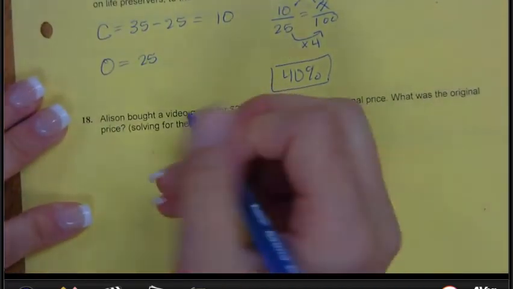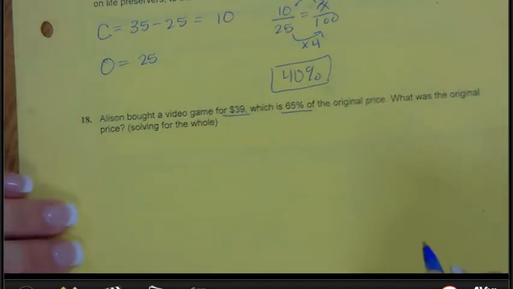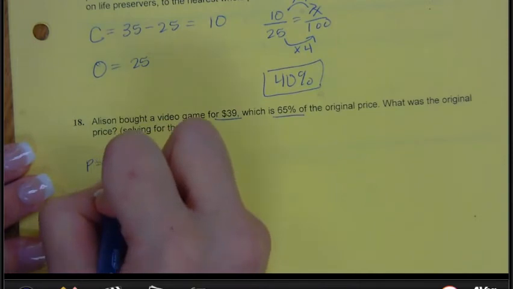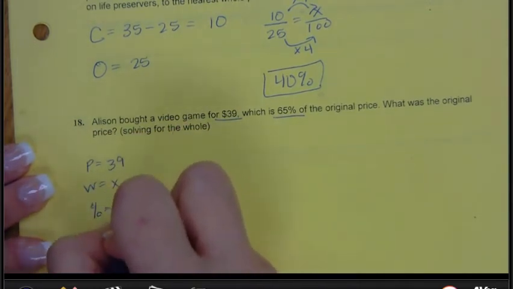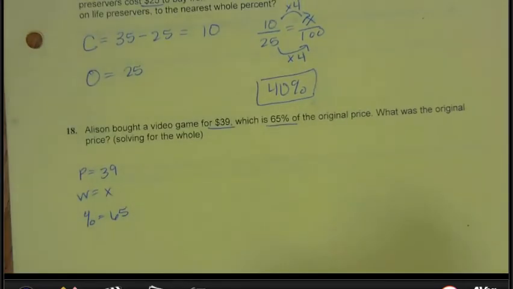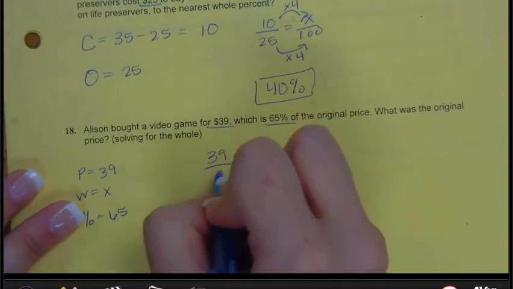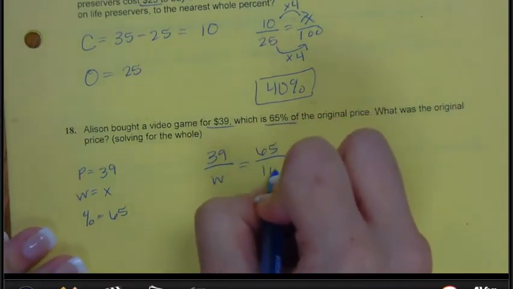All right, number 18, Allison bought a video for $39, which is 65% of the original price. What is the original price? So it looks like I am solving for the whole. So the whole is unknown. The percent is 65%. Okay, part over whole, so I'm going to have 39 over W is equal to 65 over 100.